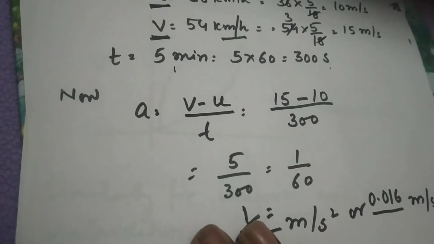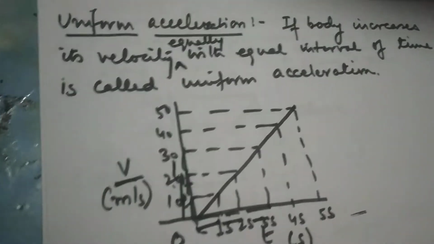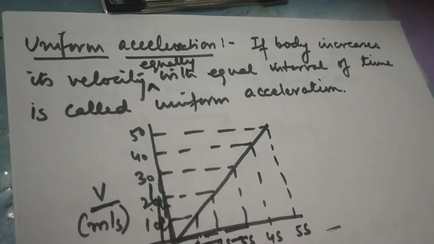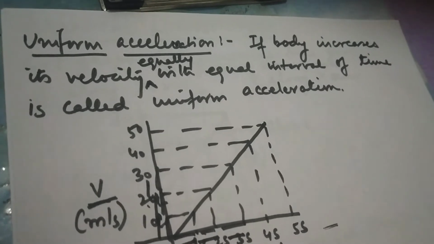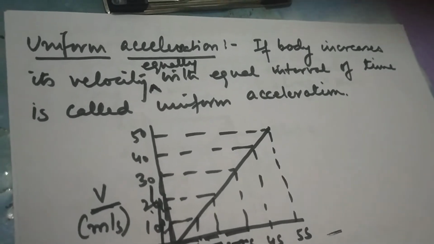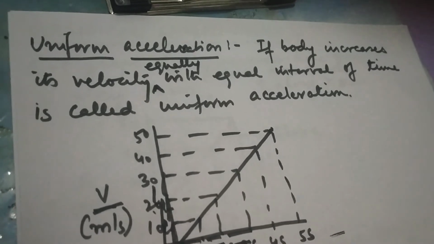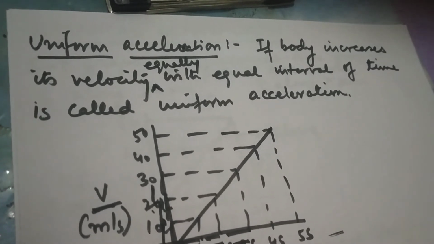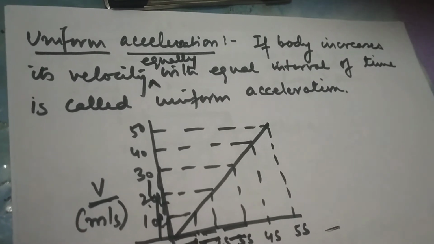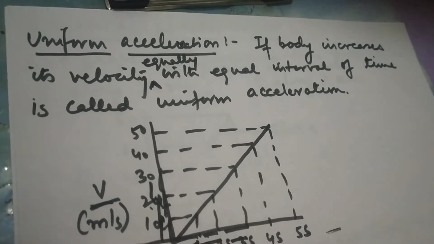So we are moving to a very small topic which should be known for graphical representation. This topic is called uniform acceleration and non-uniform acceleration. Please follow them. These words are very, very important as far as graphical representations are concerned in the coming videos or coming lectures. If a body increases its velocity equally with equal interval of time, it is called uniform acceleration. Please follow the words that I am using.